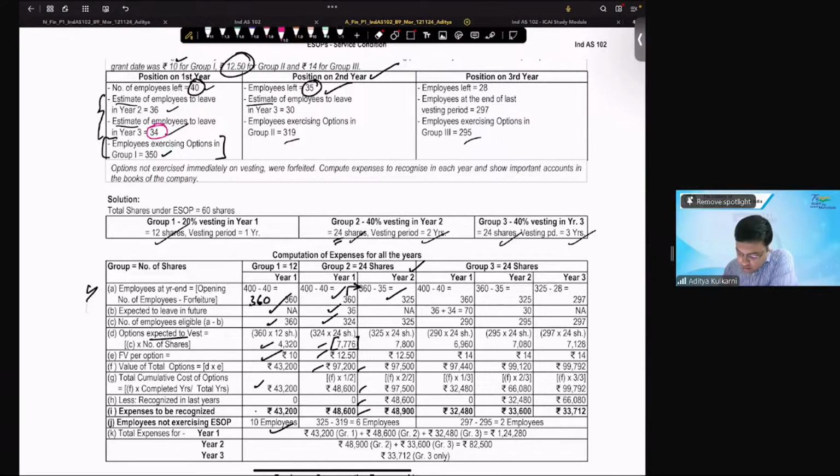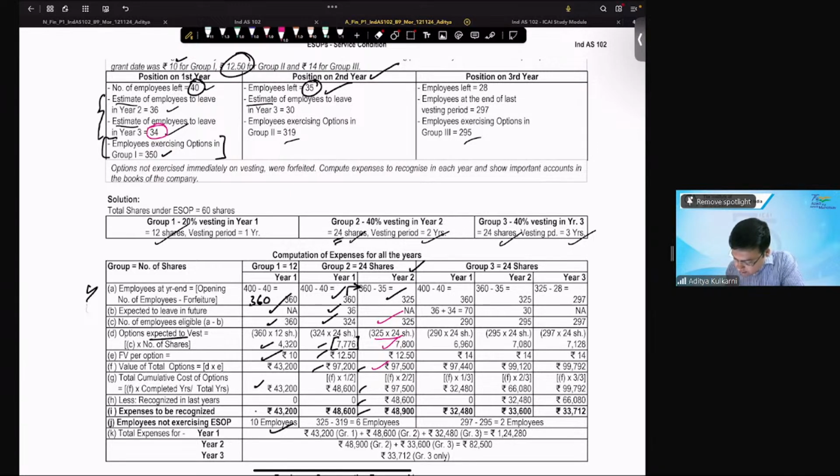Okay. So total employees eligible is 325. All right. So therefore 325 into 24. Total number of shares expected to vest is 7,800. Are we okay with this? Yes, sir. So my 97,500 is your expense, right? Yes, sir. Out of 97,500, have I recognized something in year 1?